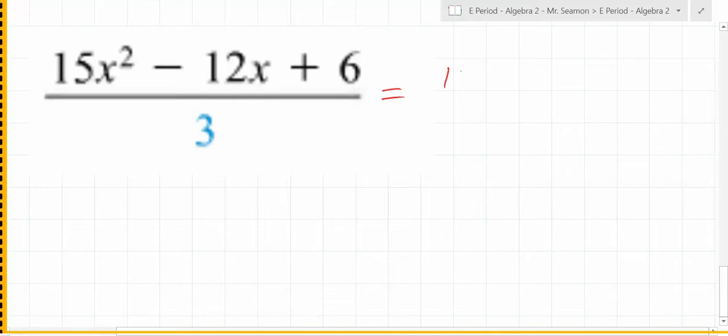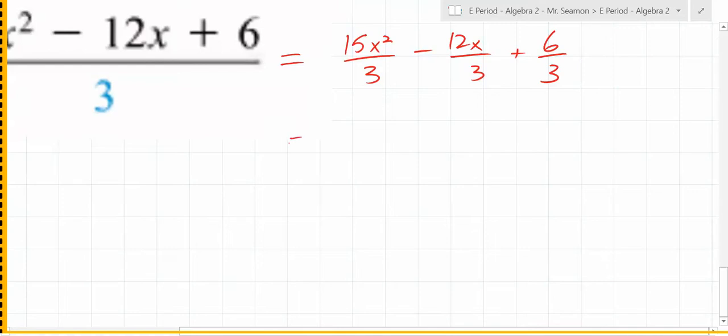It'd be 5x squared. Ah, so why'd you get 5? Because 15x squared over 3 minus 12x over 3 plus 6 over 3. You break it into 3 separate fractions, and what does this simplify to? 5x squared minus 4x plus 2.